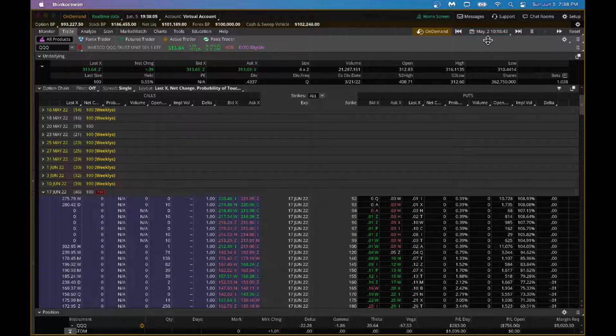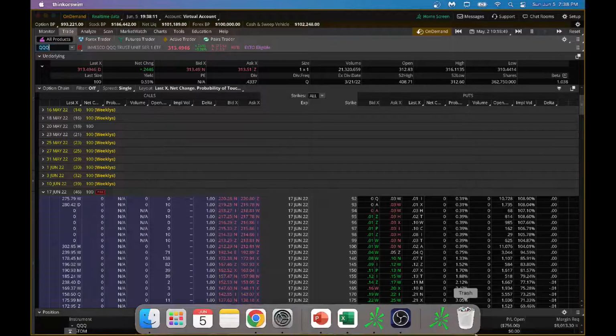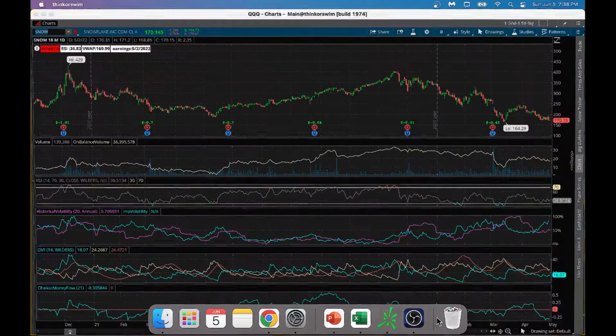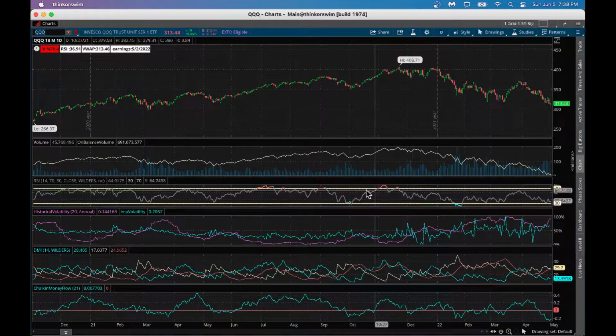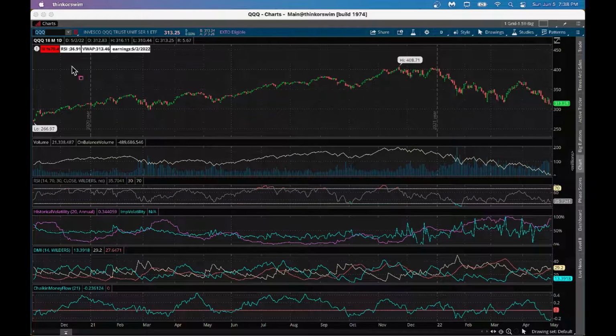So what I will do now is look at QQQ here. I've got QQQ right here. It's one of my favorite ETFs, and I will go into the chart here. Look, I'm in a chart right now. Look at the IV percentile on this date.